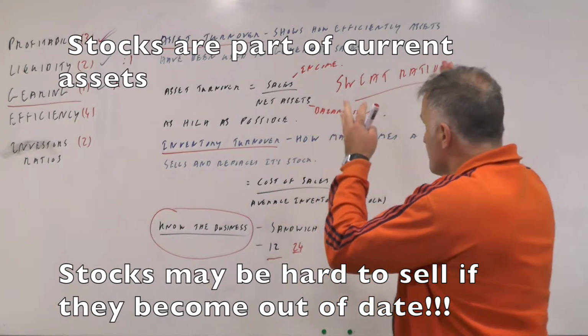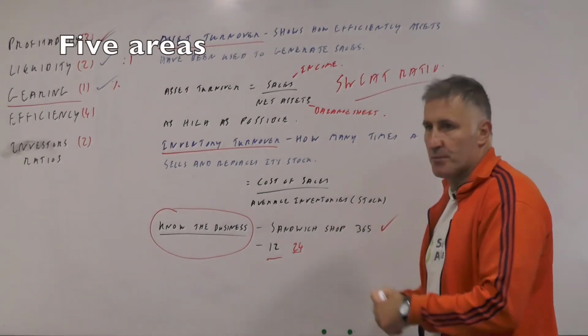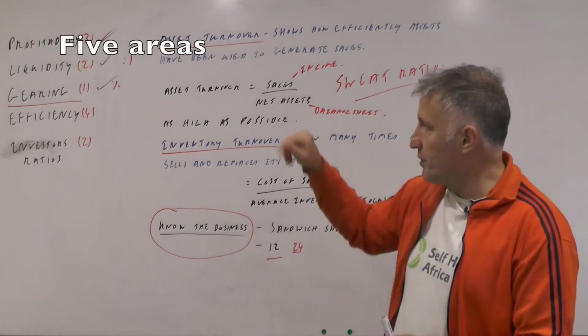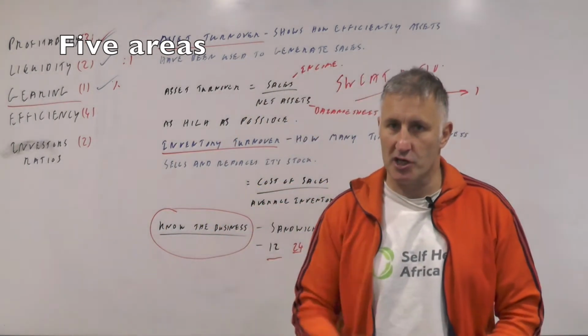Okay, but this is asset turnover and stock turnover. It also shows how efficiently the business is run. So we looked at profitability, liquidity, gearing, efficiency, and also investors ratios, which is the last one on here.